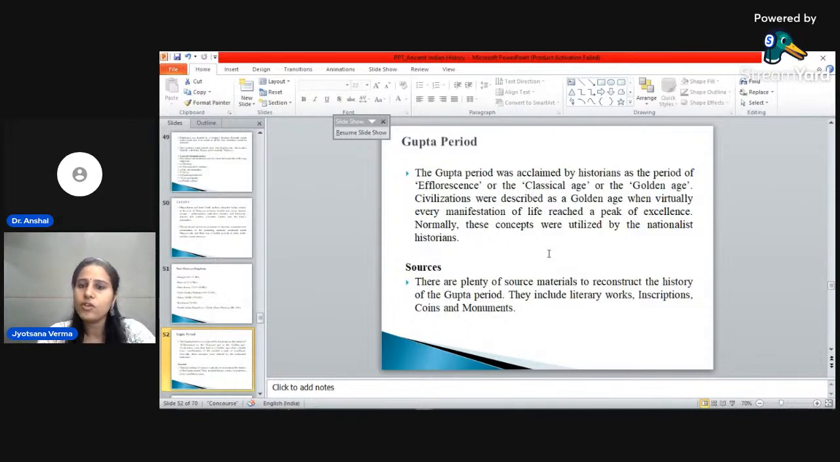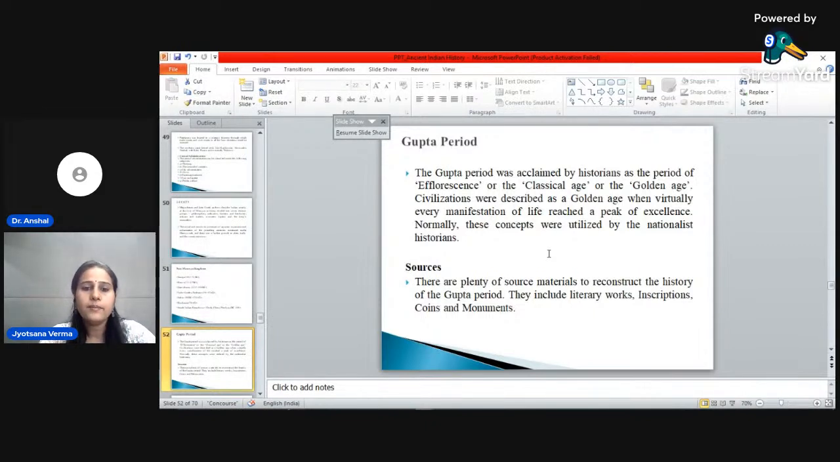The varna system was also there, and the caste system was more complex than in the previous age. In this period, untouchables emerged as another category, and the condition of Sudras and untouchables was very poor. And when we talk about the use of gold coins, the proportion of gold in the coins was very low. So different scholars have different thoughts on the golden age of the Gupta period.